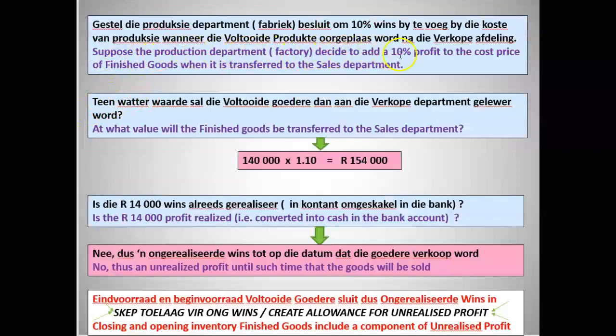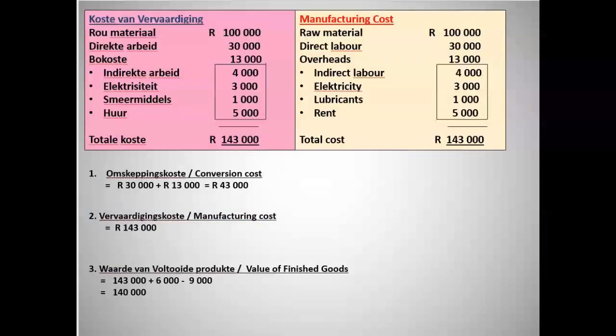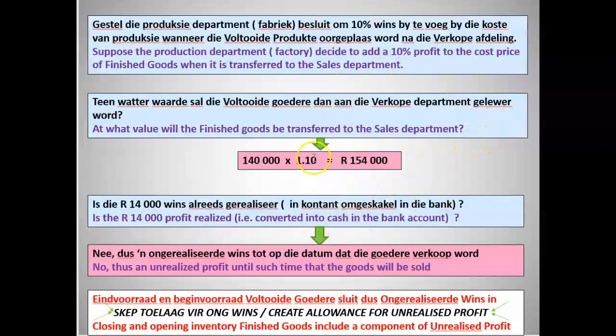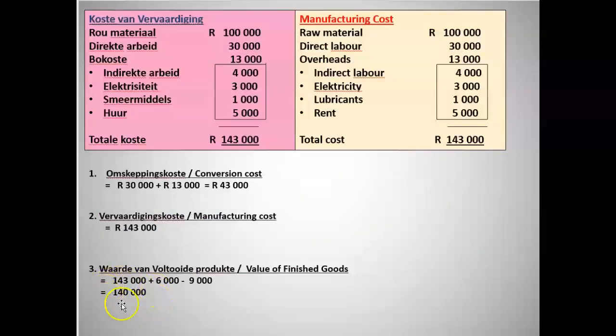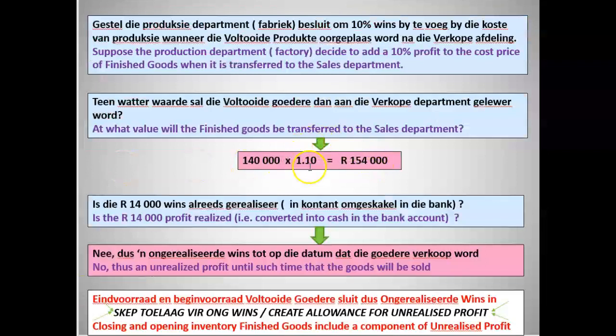Suppose the production department decides to add a 10% profit to the cost price of finished goods when it is transferred to the sales department. At what value will the finished goods be transferred to the sales department? Now remember, work in process is in the factory area. Work in process is all about the actual production cost. So the actual production cost was 140,000 of finished goods. Then they transferred it to the sales department and added a 10% unrealized profit. So they've transferred it at the actual cost of finished goods of 140,000 plus 10%, in other words multiplied by 1.10, and that is a cost of 154,000.